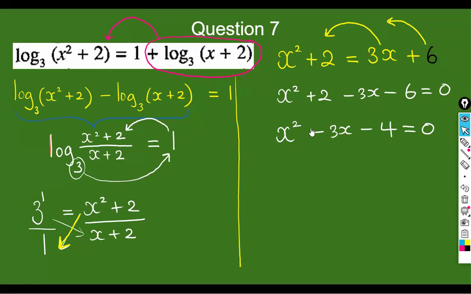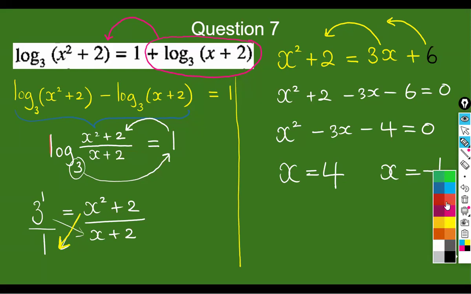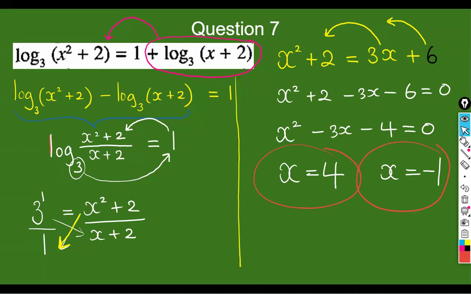So when you solve this quadratic, obviously you're going to get two answers, right? You're going to get 4 and minus 1. Those are your two final answers for it. 4 and minus 1. Right, so once again, it started off as a logs question and, using the rules, boiled down to a quadratic.